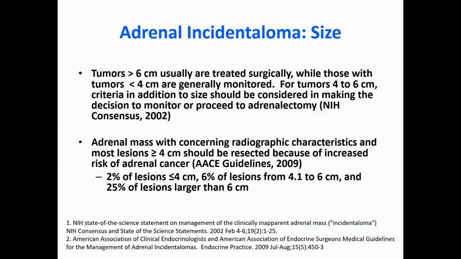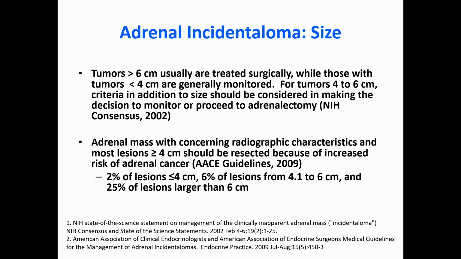So the NIH consensus from 2002 recommends that tumors over 6 centimeters should be treated surgically, and those that are less than 4 centimeters are generally monitored. For tumors between 4 to 6 centimeters, you may want to also take into account other criteria when deciding to either monitor or proceed to adrenalectomy.